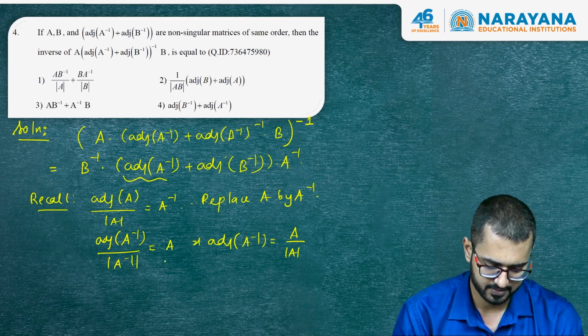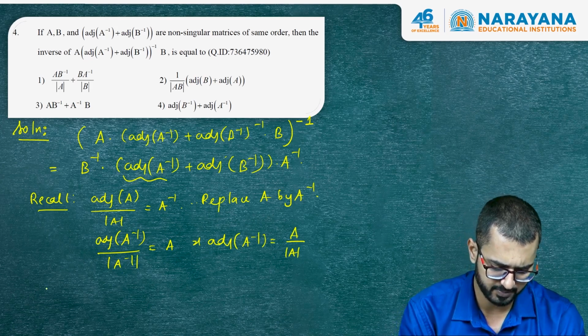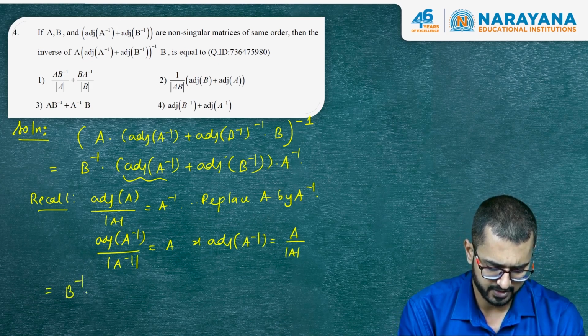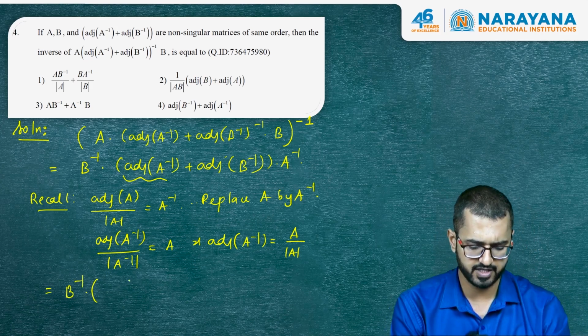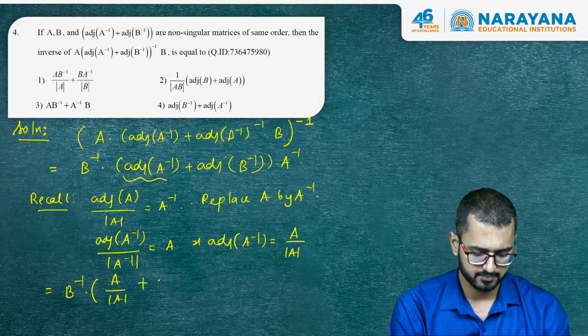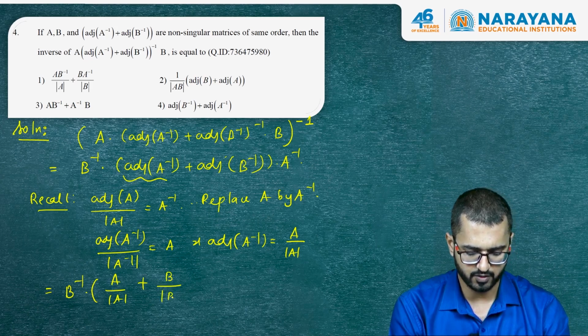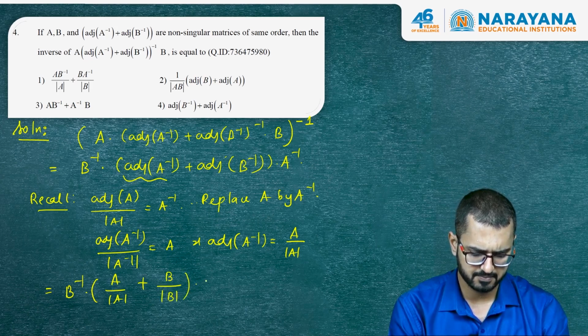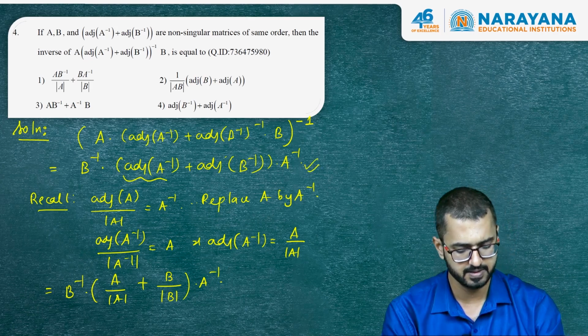Okay, and we'll simply replace it here. So we'll be getting B inverse, and we have adjoint of A inverse, which turns out to be A over det A. It's B over det B times A inverse. Okay, came back to this.